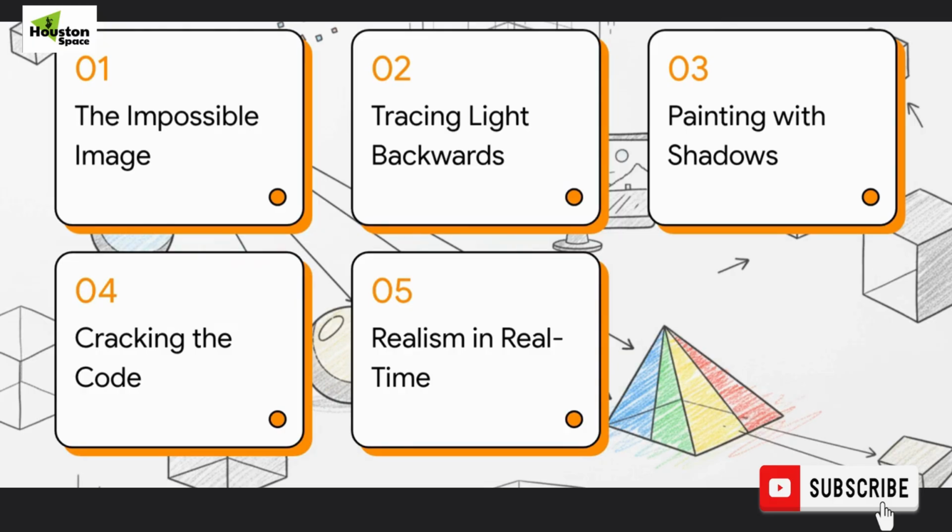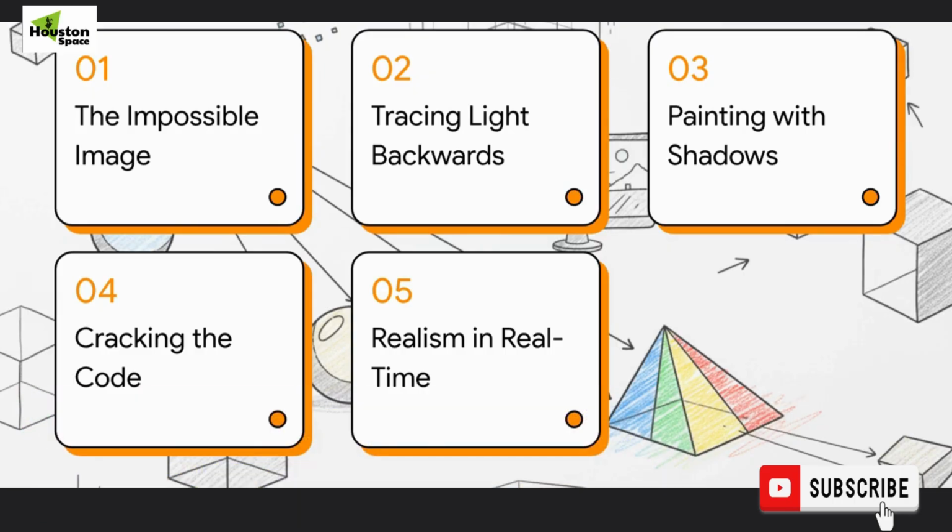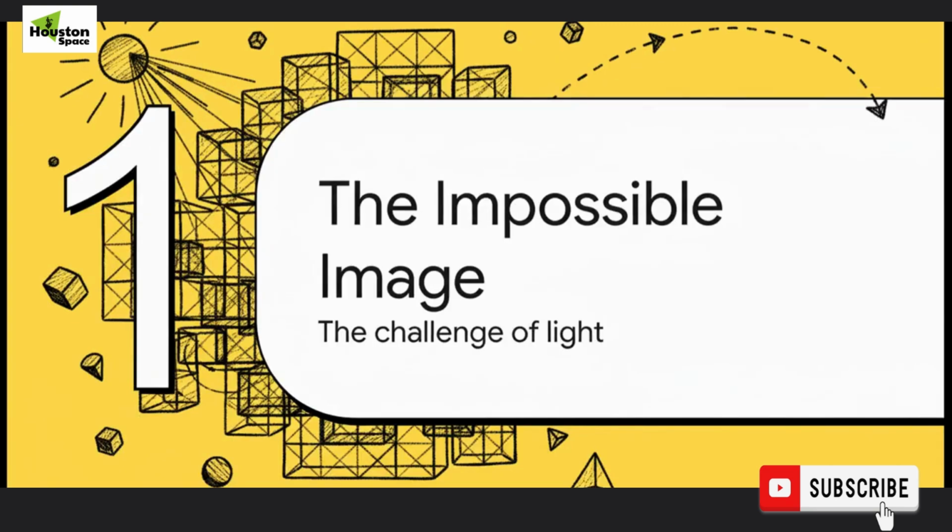We're going to look at the impossible image, tracing light backwards, painting with shadows, cracking the code, and finally, realism in real time.